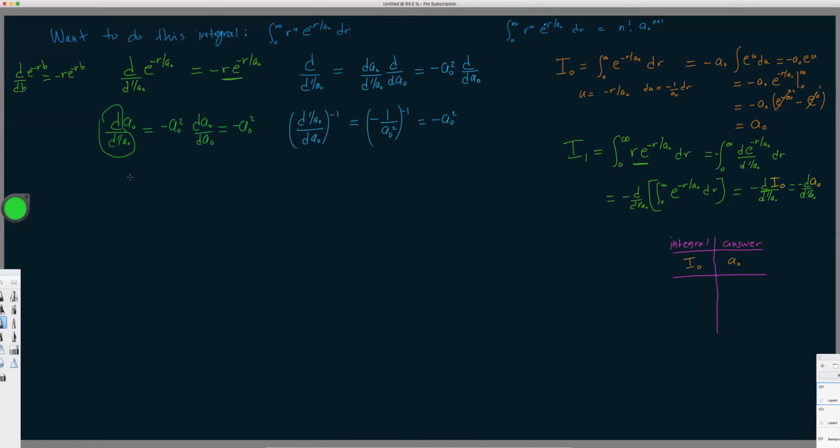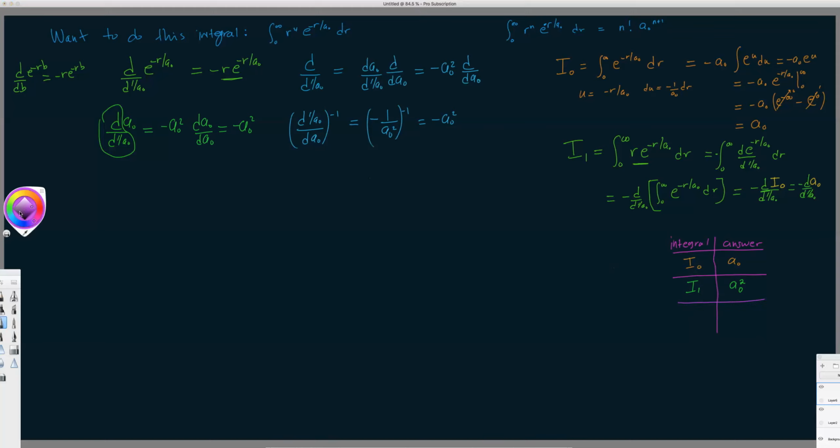Okay, so now this is the answer to this, except there's a minus sign, notice, right? See the minus sign over there? So that takes care of this minus sign, and now we can write down our answer to I1. So I1, the answer is a naught squared. Let's see if that works. So n here is 1. So we have 1 factorial, which is 1, a naught to the 1 plus 1, which is 2. Yes, we got it.